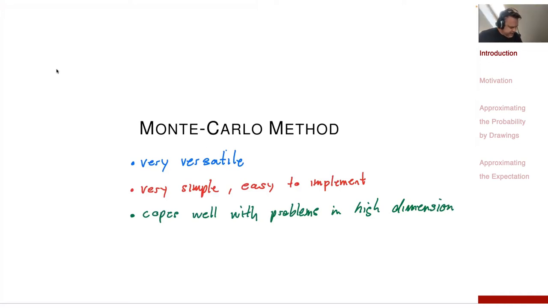Okay, so maybe these are all good things. So maybe I should make the second one also green, or let's use a light green, because now comes something that is maybe a disadvantage. Some results hold only in probability.